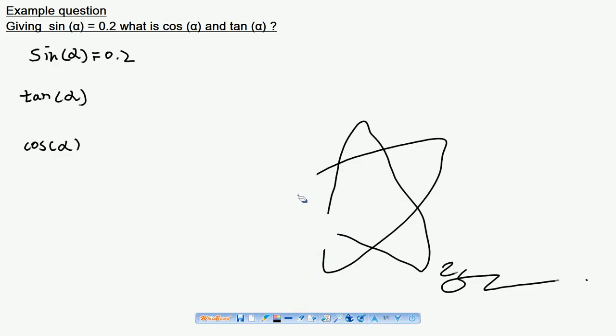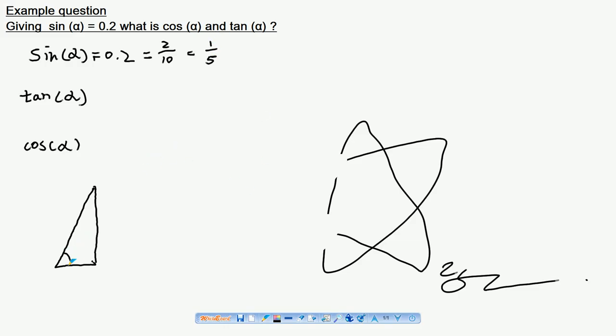The first way to do this kind of question is to draw a triangle. Let's draw a triangle there. Because we know sine alpha is 0.2, put it in fraction. Sine alpha is 2 on 10, which is 1 on 5.